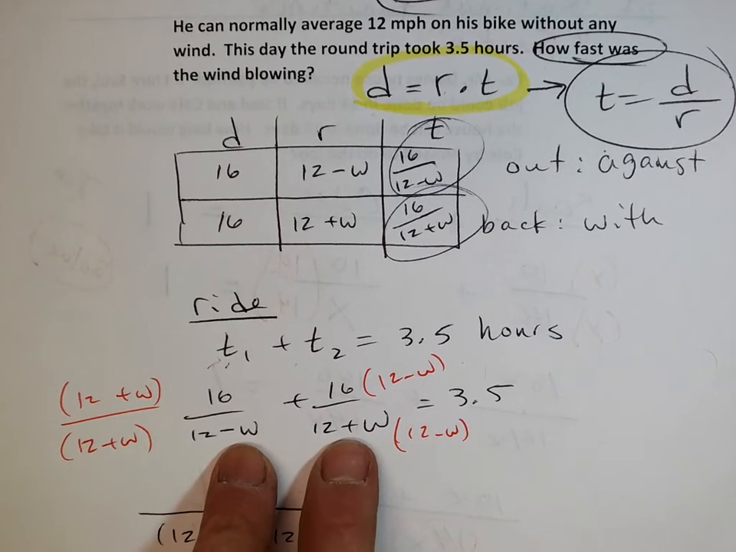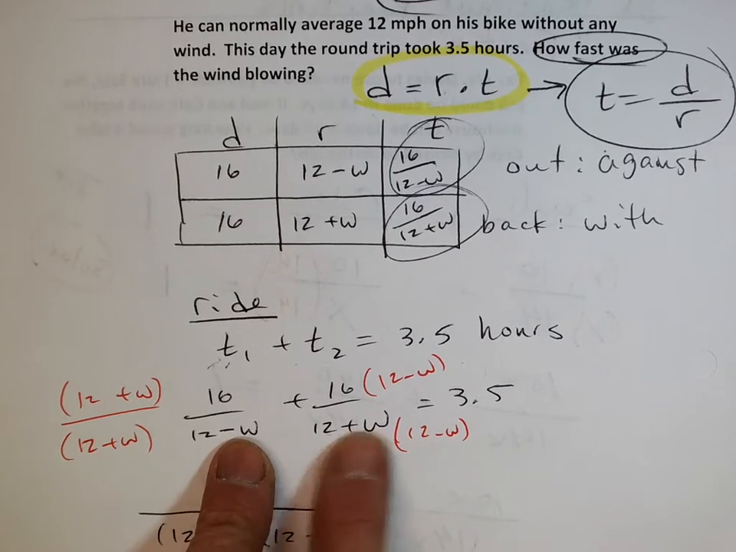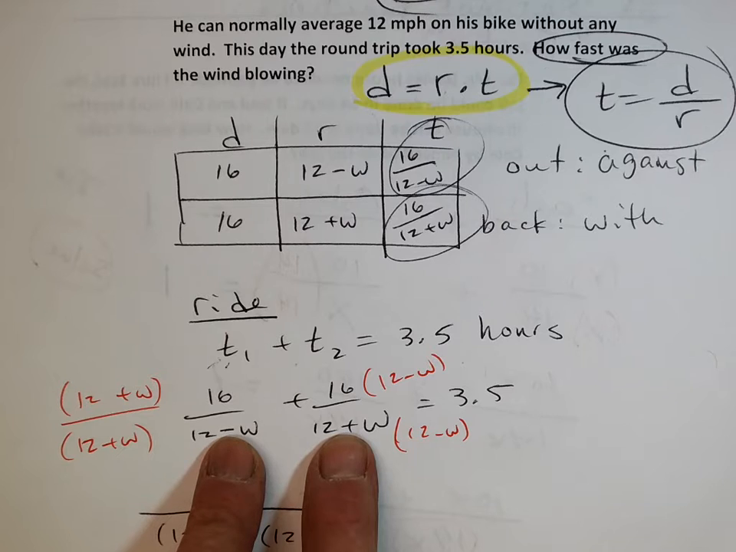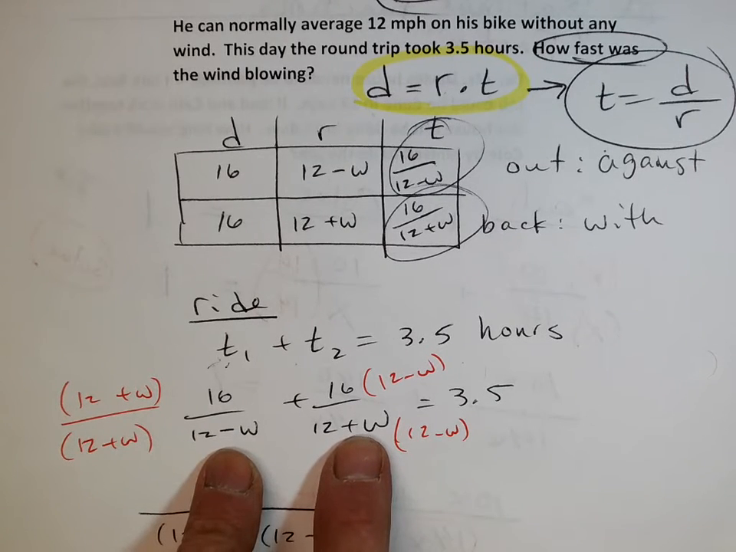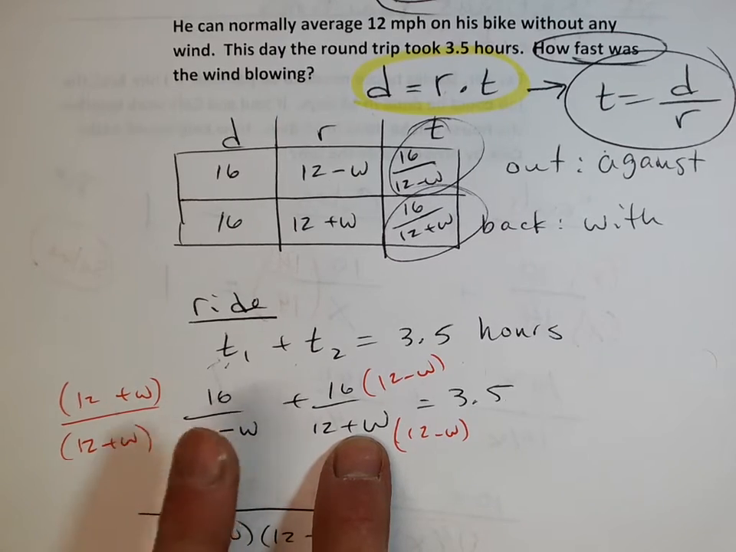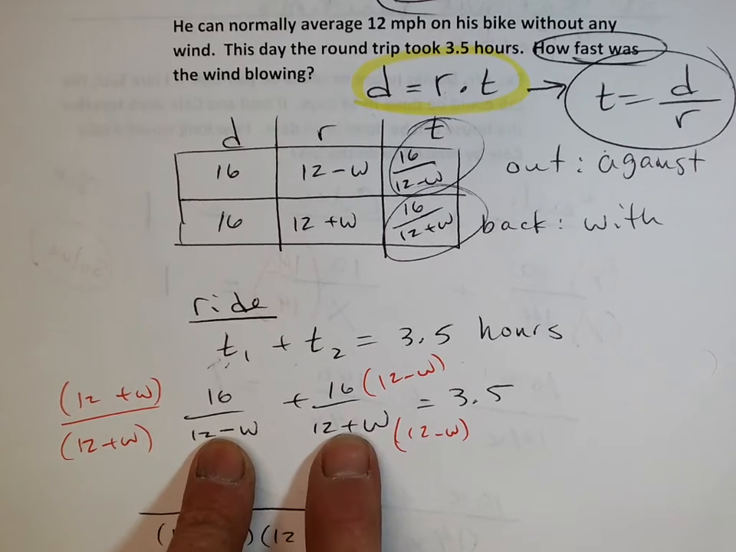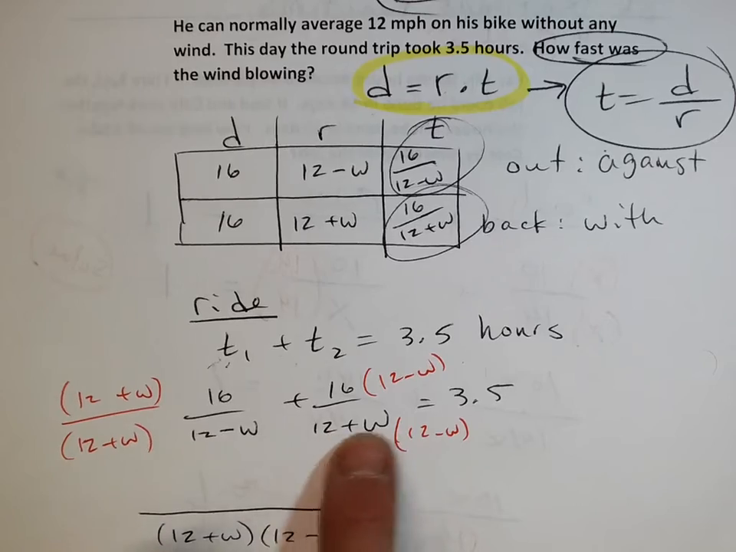So to get a common denominator, multiply this one by a 12 plus W. To get a common denominator, I multiply this one by the 12 minus W. Let me show that again. To get a common denominator, I need to multiply this one by a 12 plus W. To get a common denominator, I multiply this one by a 12 minus W.